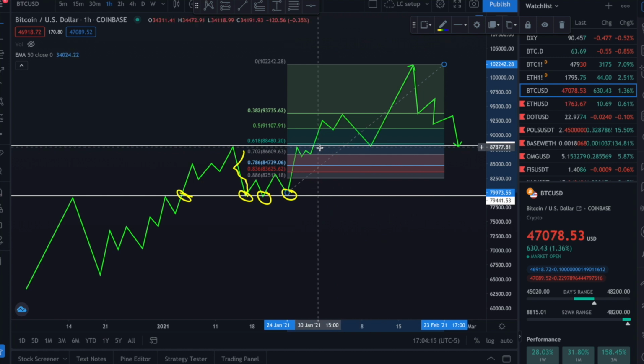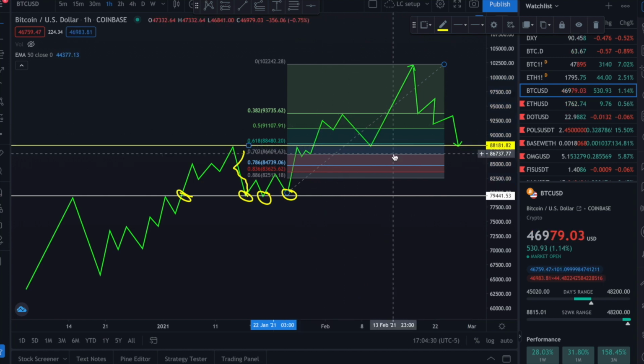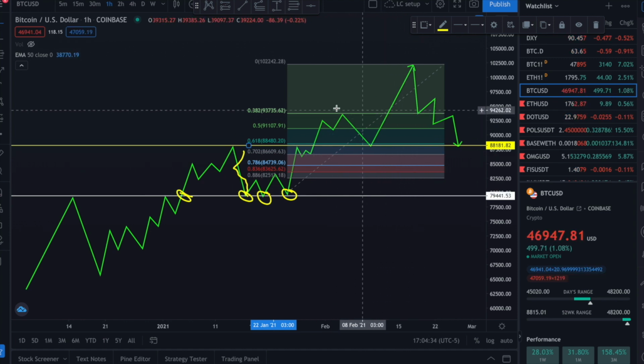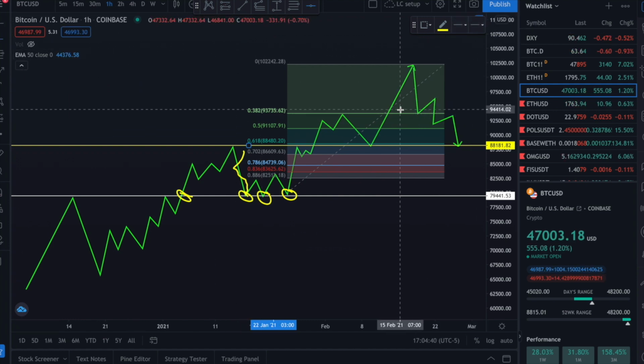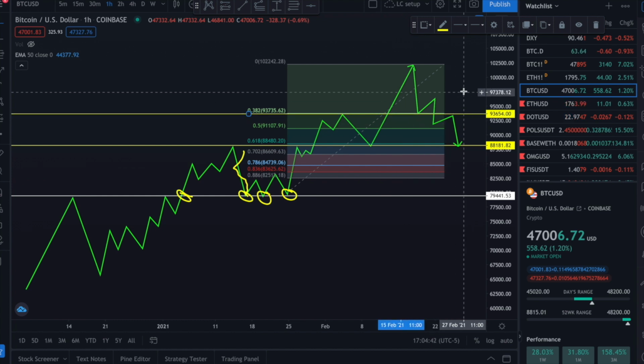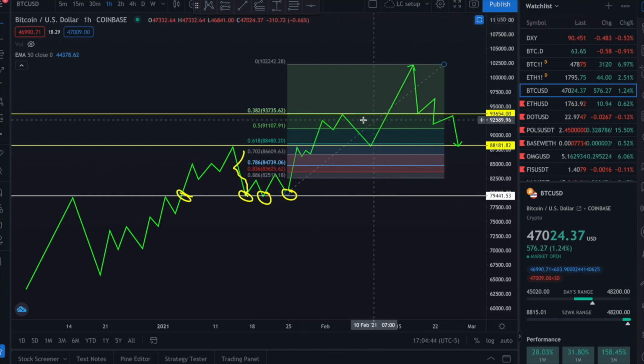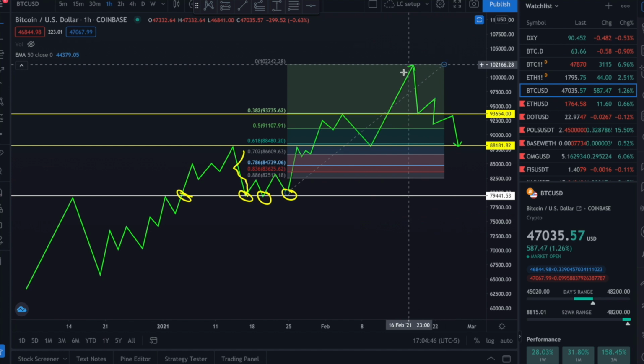I see that this line has touched the 618. I usually like to mark those yellow, and I also seen that it hit the 382. The 382 is a very strong fib level, so I want to put another yellow line there. Right now I'm looking for an entry. I see that this price has retraced down to the 618.